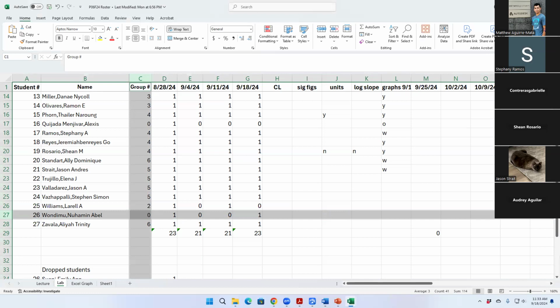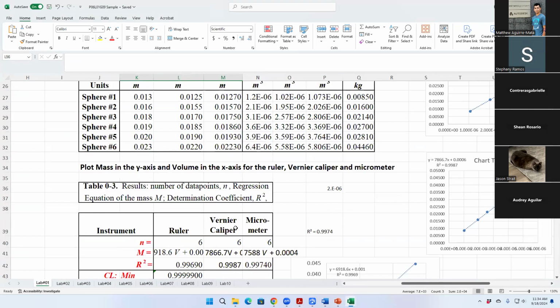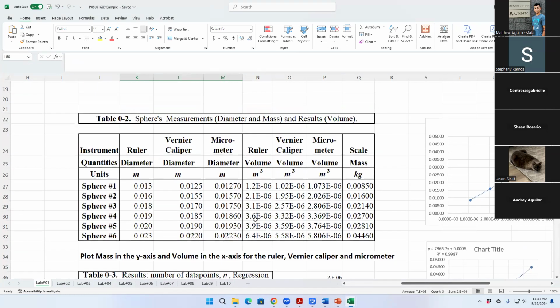Hey, Professor, real quick. It seems that I lost the information for the last column for my chart, to the right of the micrometer volume. Could I see that one more time, just so I can make sure I have it right? Show me which column. This one here for the micrometer. Yeah, where it says scale. For the volume. Oh, okay. So yeah, I was missing.